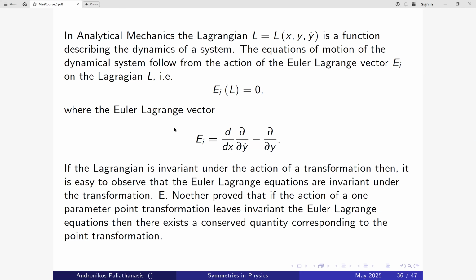If the Lagrangian is invariant under the action of a transformation, then it is easy to observe that the Euler-Lagrange equations are invariant under the transformation. Noether proved that if the action of a one-parameter point transformation leaves invariant the Euler-Lagrange equation, then there exists a conserved quantity corresponding to the point transformation. Noether's theorem provides us a systematic way, a formula, to construct conservation laws from the symmetry vectors which have the property to leave invariant the variation principle.